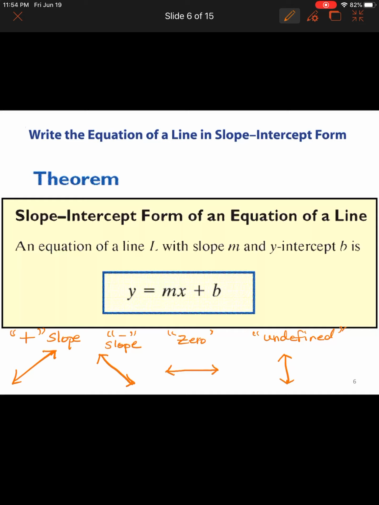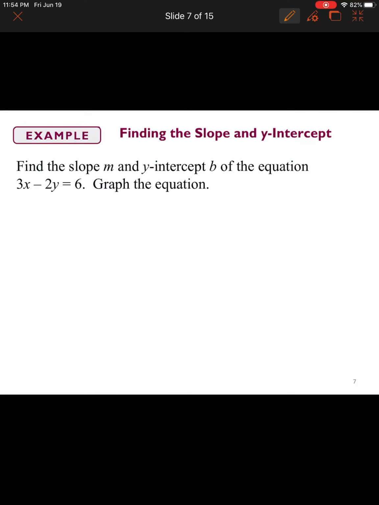Slope-intercept form of an equation of a line. All right, so we have y equals mx plus b. I told you earlier that slope-intercept form is y equals mx plus b, where b is the y-intercept. B is the y-intercept, and it can be plotted on the graph as 0 movement on the x-axis, but b movement on the y-axis. And your slope is still denoted by the lowercase m.